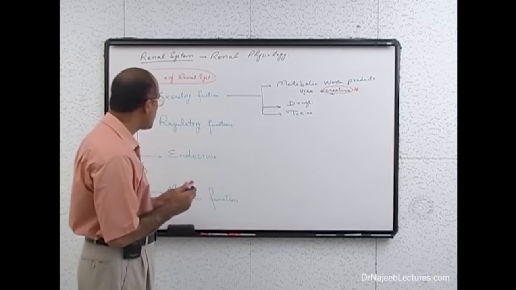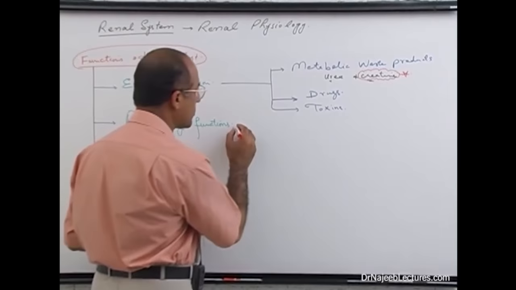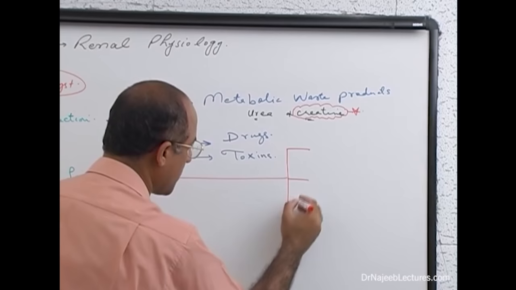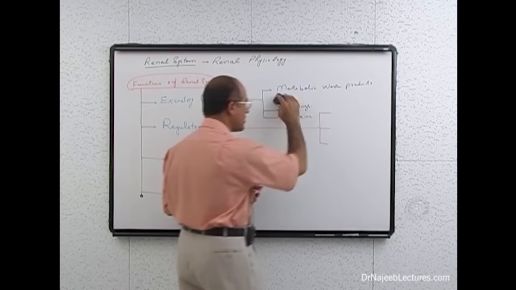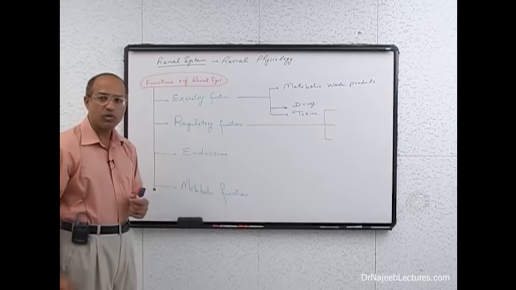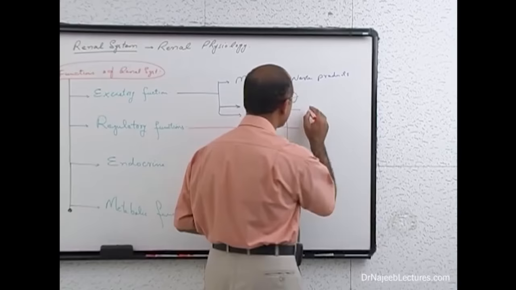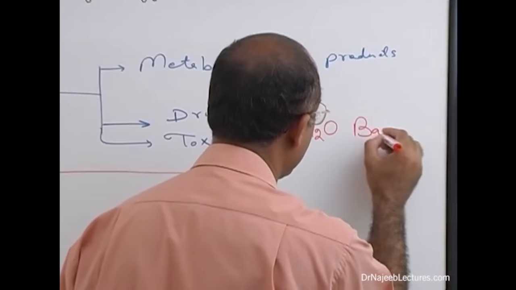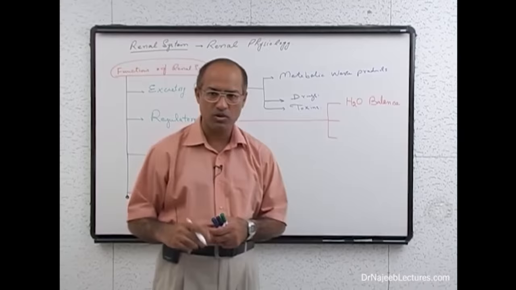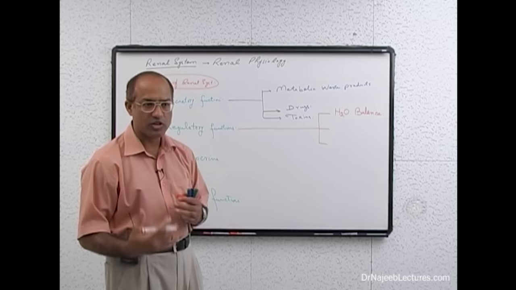No. Now, very briefly, what are the special regulatory functions of the kidney? Up to now, we have discussed the excretory functions of the kidney. Now, we are going to talk about the regulatory functions of the kidney. They regulate the balance of certain substances in our body. First of all, the kidney is very well known to regulate the water balance. All of you know that if you take more water, it will pass out more water. If you take less water, the kidney will conserve the water. We'll discuss in detail later how the kidney makes diluted urine and concentrated urine. But it is very important for water balance.